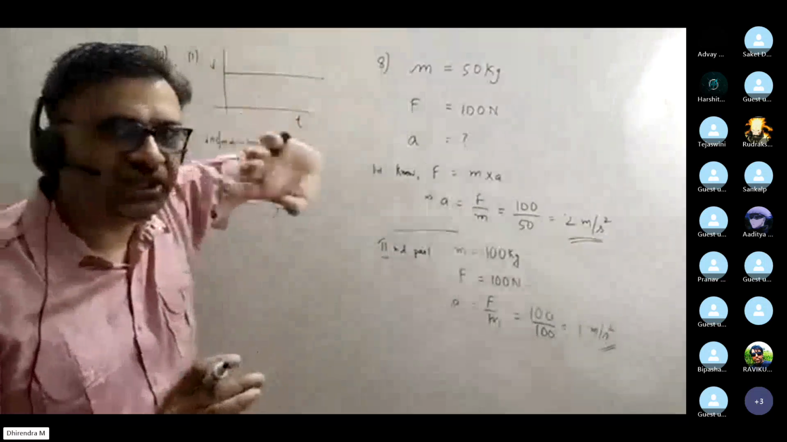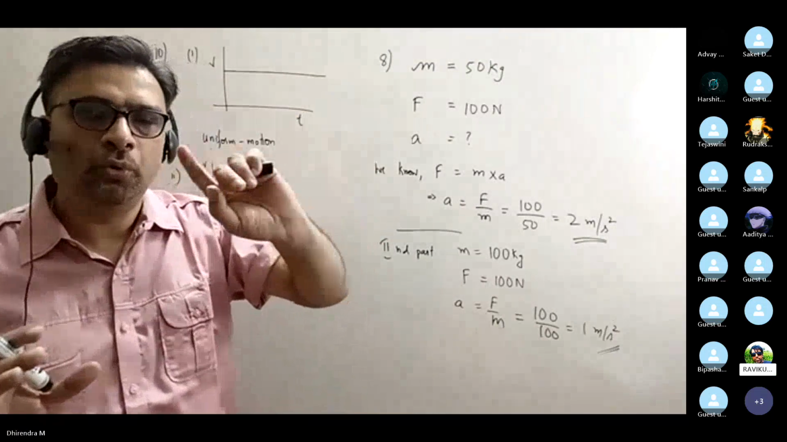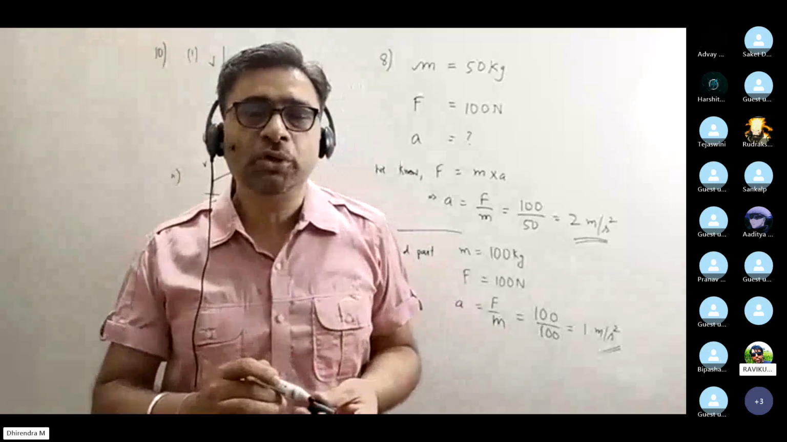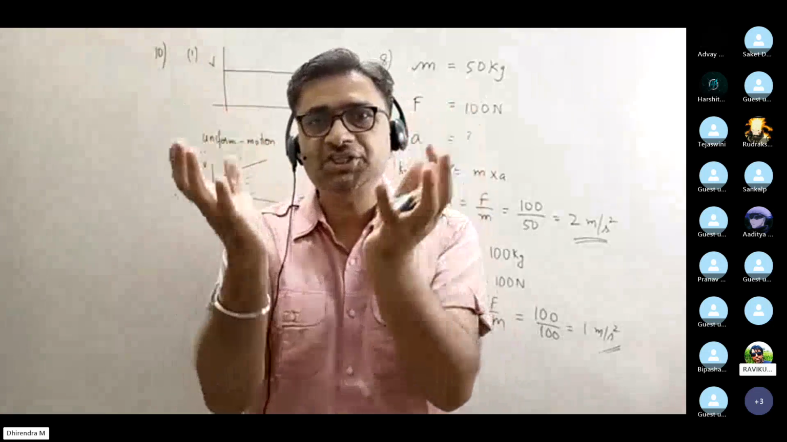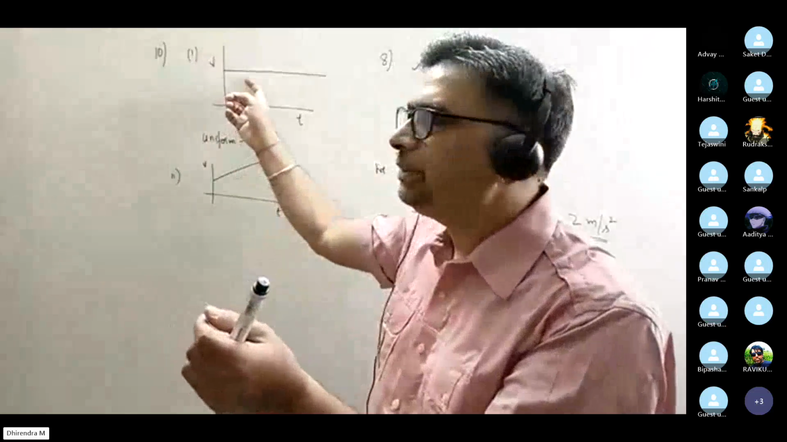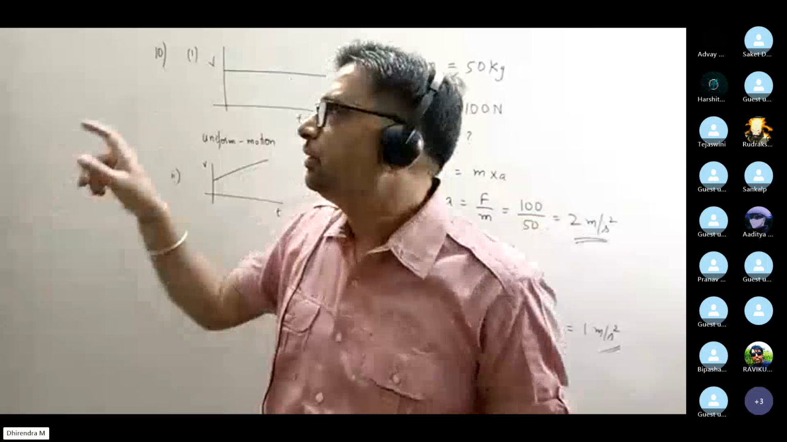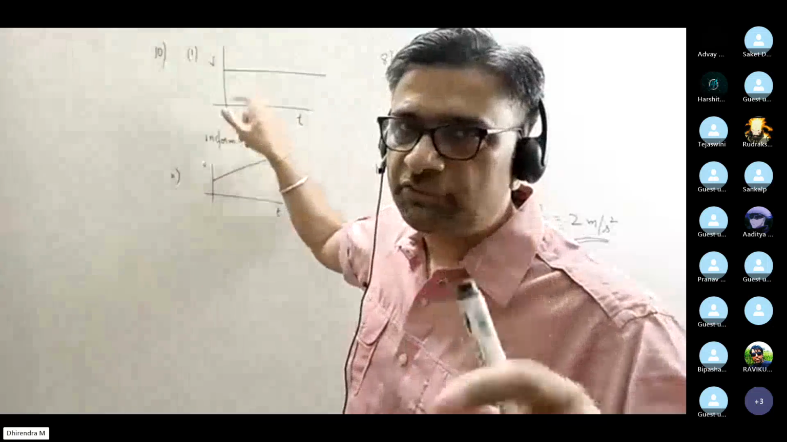In the first graph, is the velocity changing? Just tell me yes or no. No, the velocity is not changing, and we know that acceleration is change in velocity by time. So don't you see that the numerator will be zero here? There is no change in velocity. Change in velocity is zero. So this has zero acceleration.